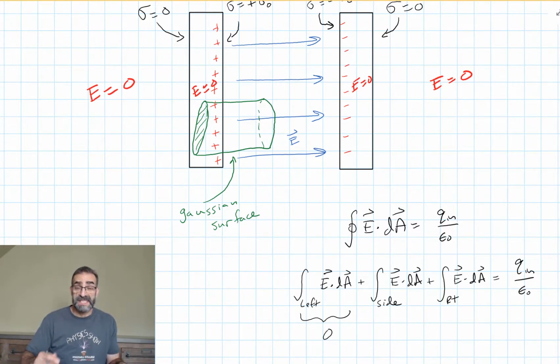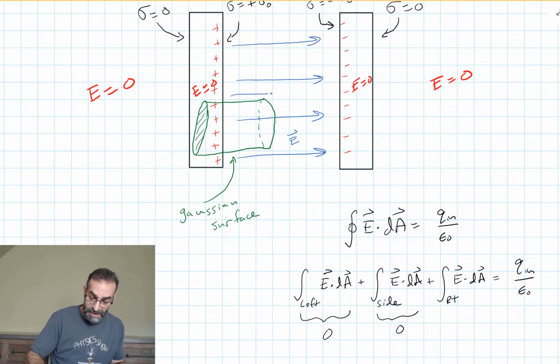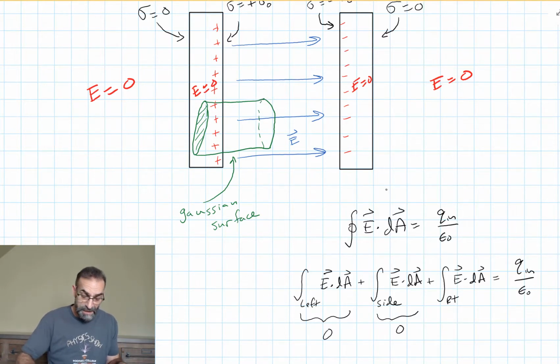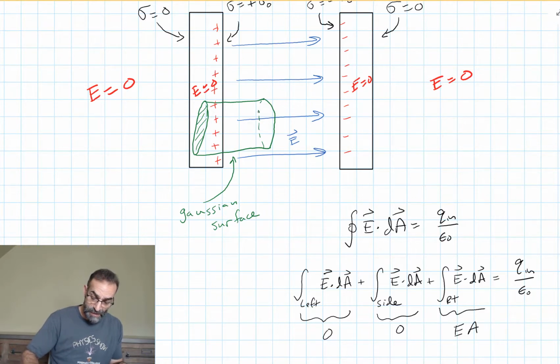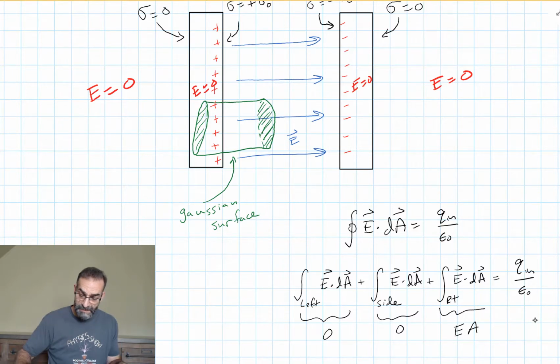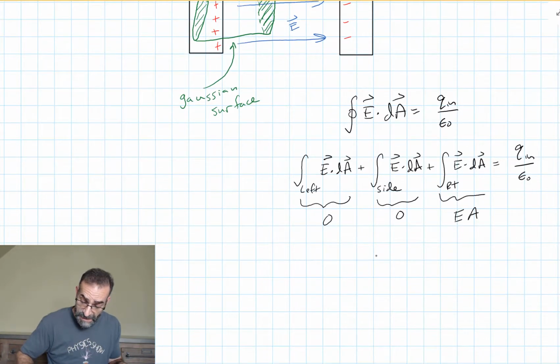The curved surface, the side of my cylinder, has a flux of 0 because the electric field lines are parallel to the surface, right? None of them penetrate the surface, so the flux is 0. And the right end is just going to be the electric field times the area of the right end. That's this round circular area right here. That becomes E times the area of the end is Q inside over epsilon naught.